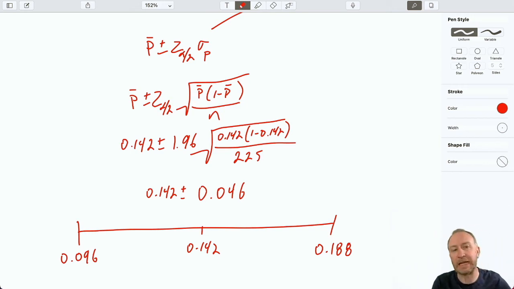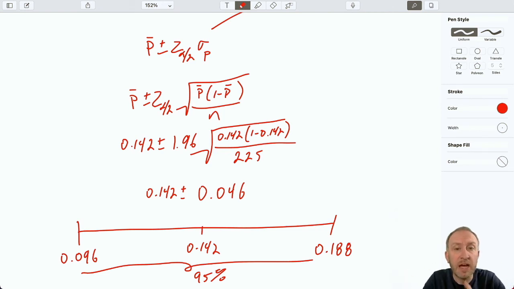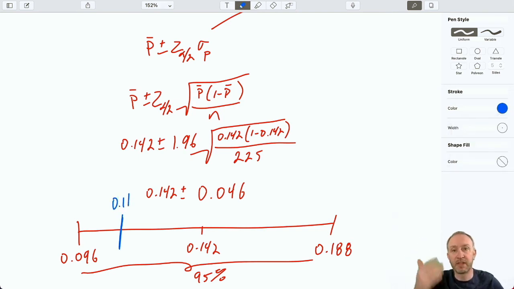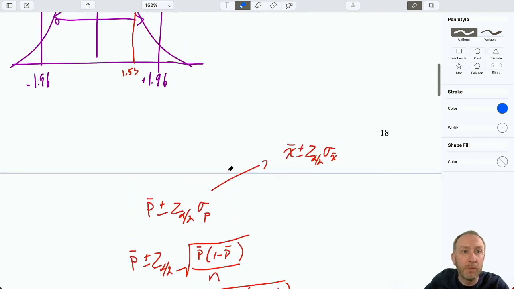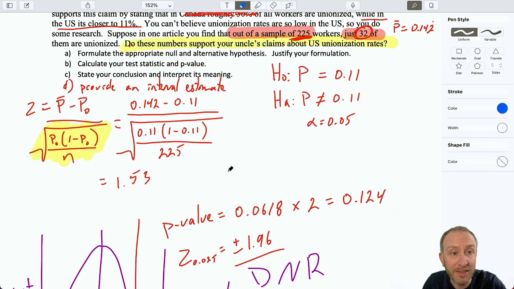So again, interpretation's very familiar, right? This is a 95% interval estimate for the unknown population proportion. So I'm 95% confident that the true population proportion, in other words, the proportion of the U.S. labor market that is unionized, is between 9.6 and 18.8%. And here again, we can see the consistency with the test, right? Because that hypothesized value resides within that interval. And so once more, we can see that our result for that interval estimate is consistent with our result from the hypothesis test.